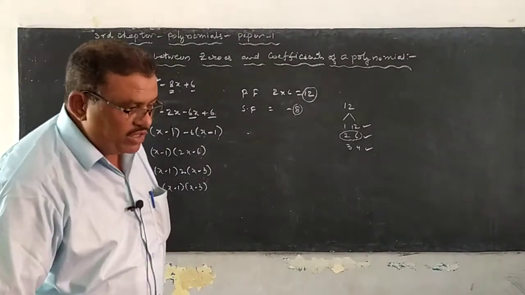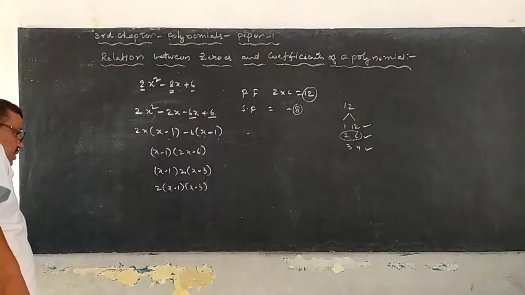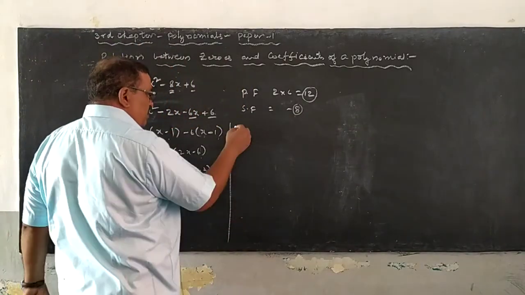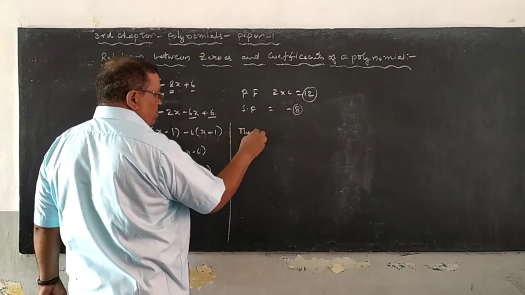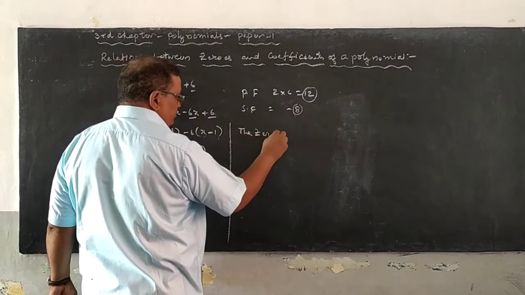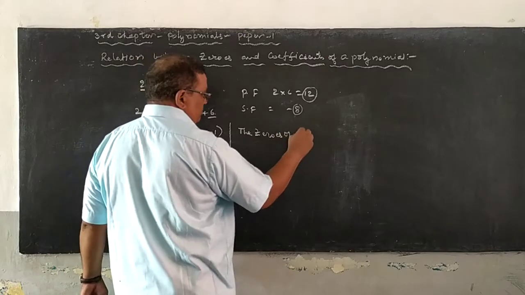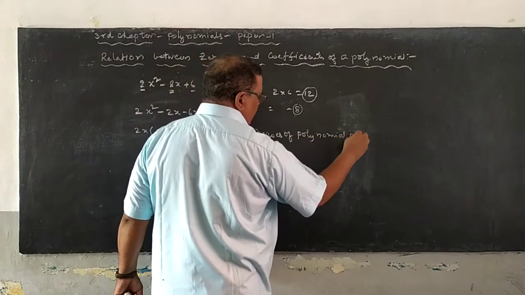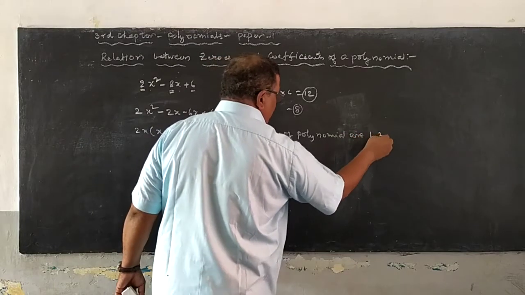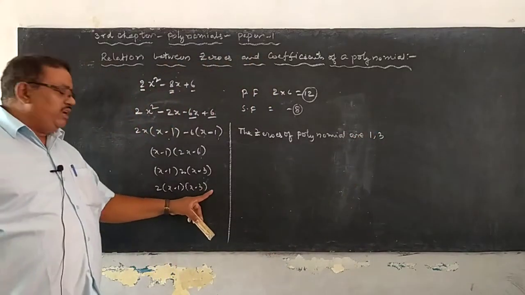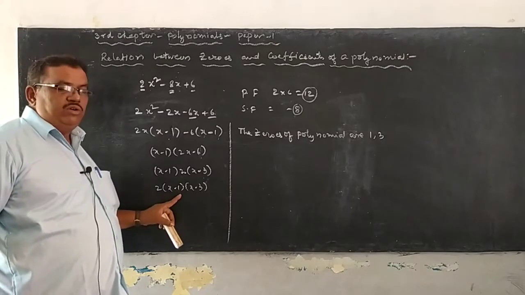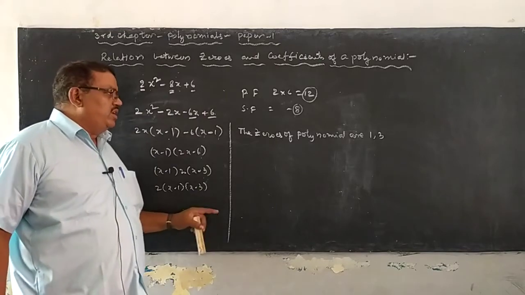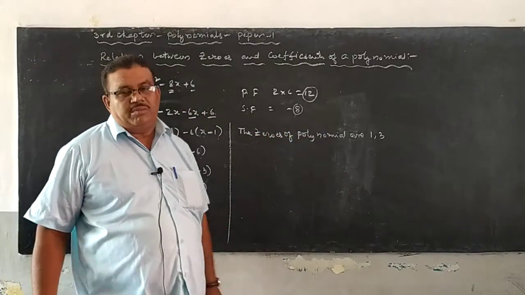One more time, what are the zeros of the polynomial? The zeros are 1 comma 3. When p of x equals 0, then x minus 1 equals 0, so x is equal to 1. Similarly, x minus 3 equals 0, so x is equal to 3. Therefore, the zeros of the polynomial are 1 comma 3.